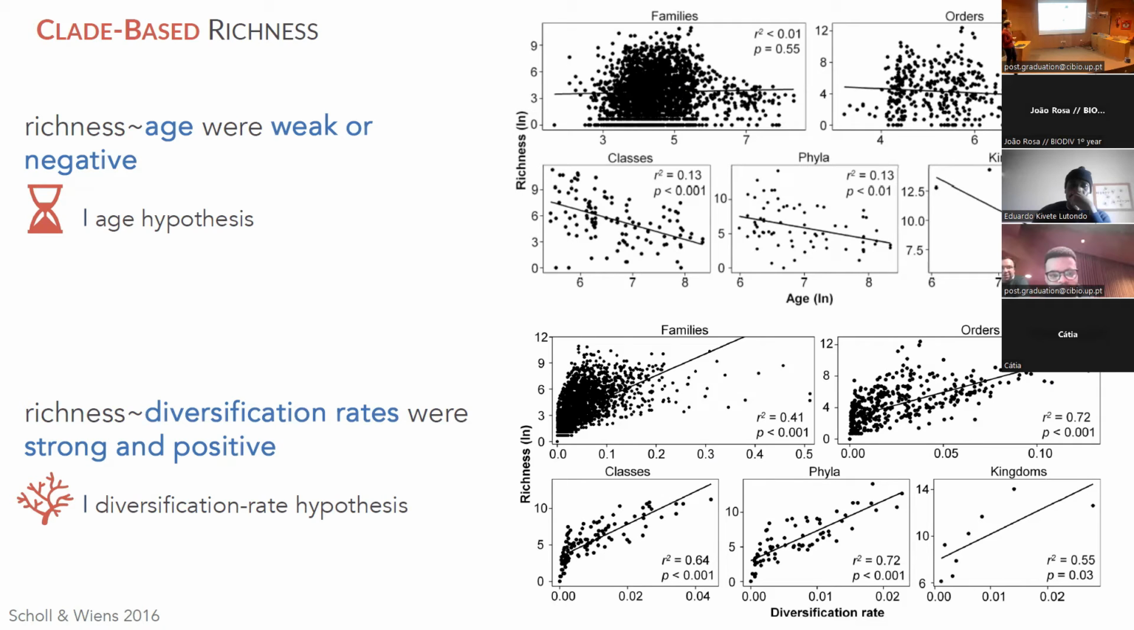Here we have the relationships between richness and age among the clades of the same rank, so families, orders, classes, or phyla. But they found stronger and positive relationships between richness and diversification rates, in support of the diversification rate hypothesis explaining clade-based richness, where, for example, the families with more species will tend to have higher diversification rates and are not particularly old. And they found this pattern regardless of the rank.